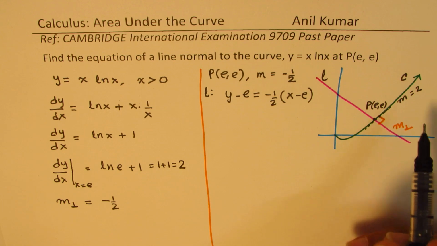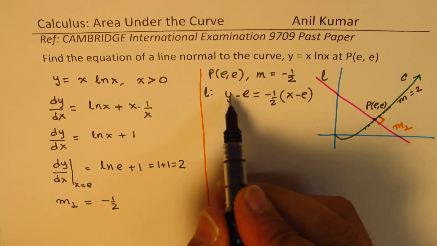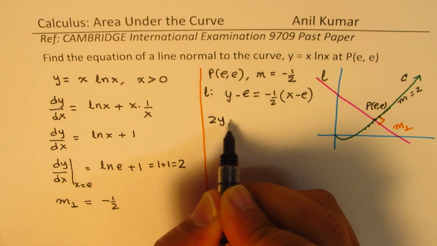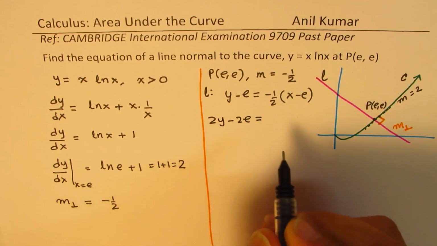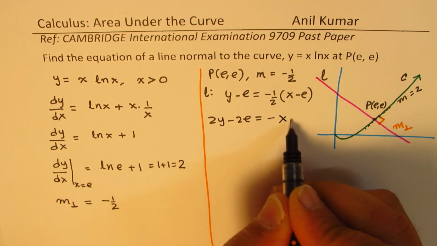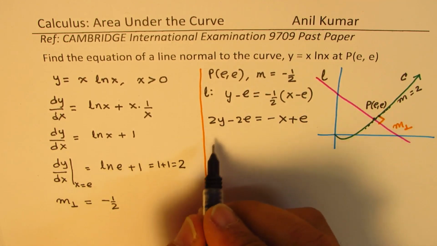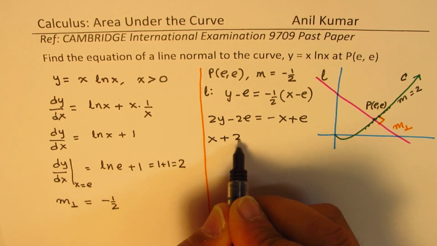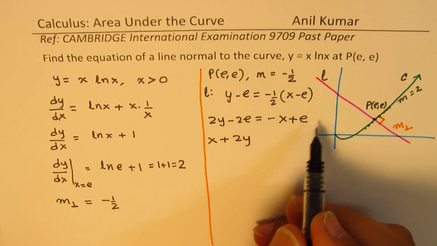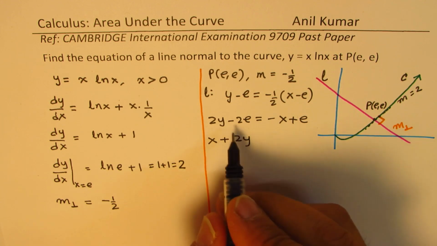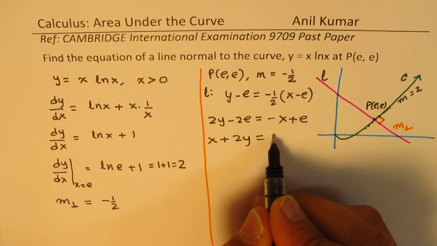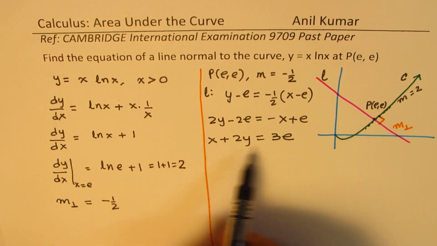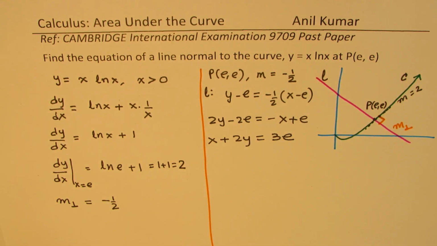Just multiply by 2. So we get 2y minus 2e equals minus x plus e. Bringing them together, we get x plus 2y. We'll keep these constants on the right side, and we'll find the x-intercept. So that gives us 3e, right? Okay, so that becomes our equation of the line.